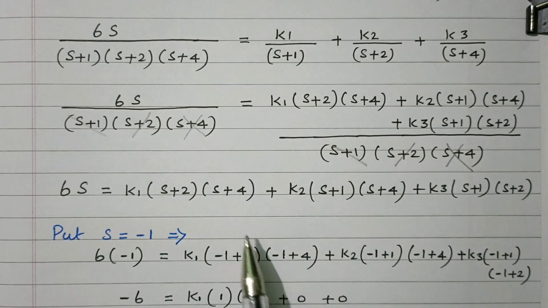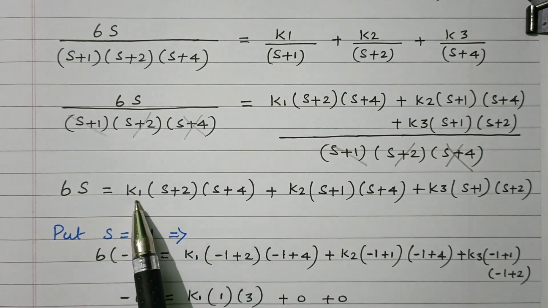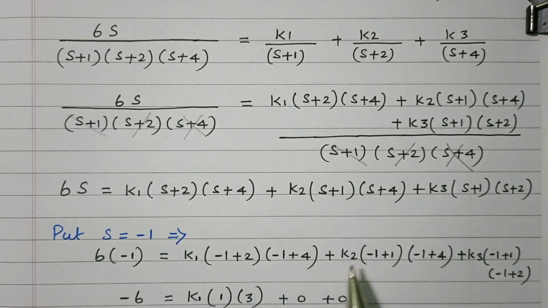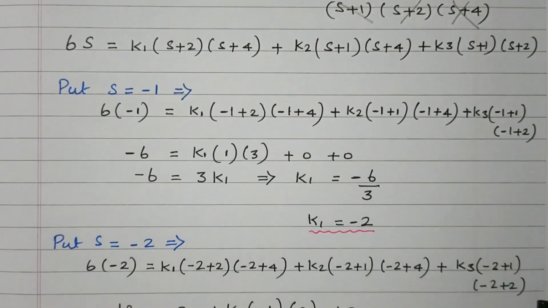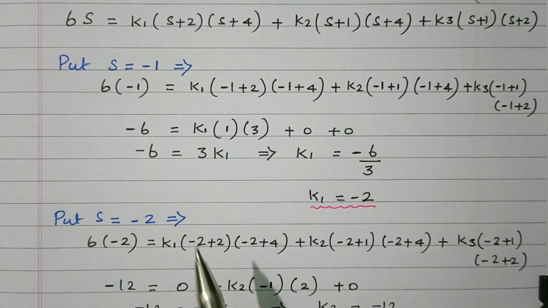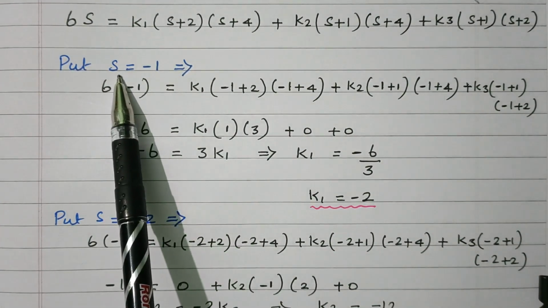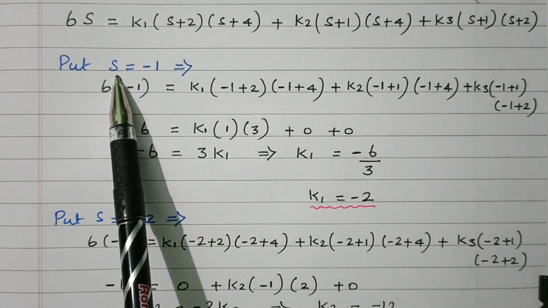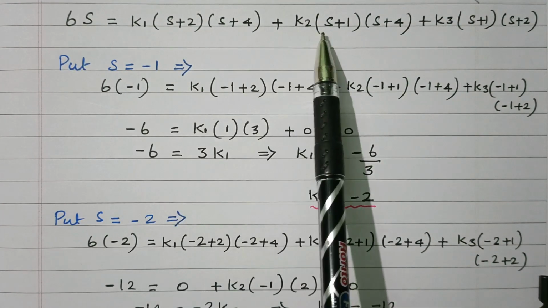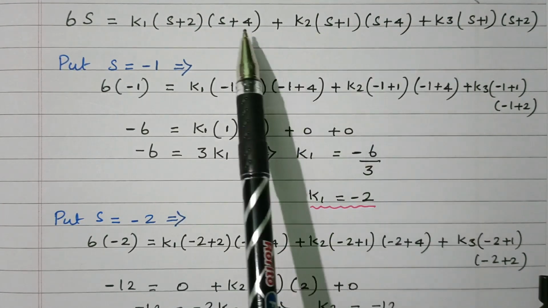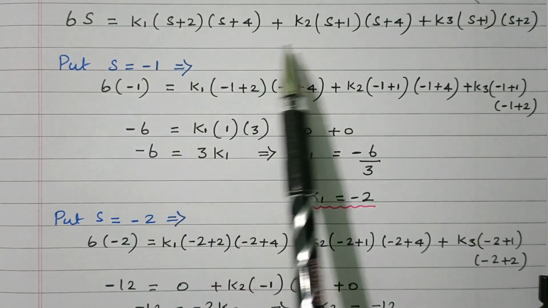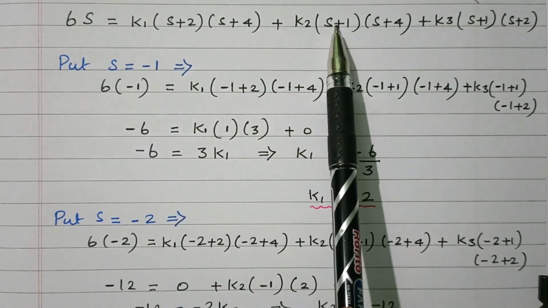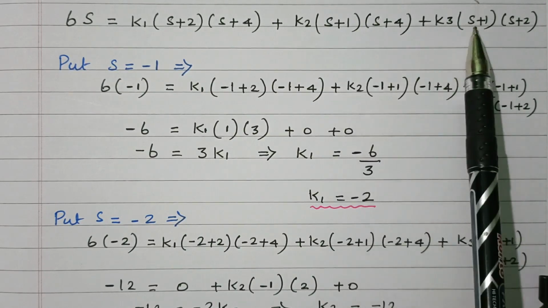Now we need to find the values of k1, k2 and k3. That is the next procedure. How to find the values of k1, k2 and k3? We have to substitute a value for s. We have to select the value of s such that it will cancel two terms. Here three terms are available. If we substitute s equal to minus 1, what happens? This minus 1 plus 1 is 0, so this term total is 0. Here also minus 1 plus 1, so the total is 0.